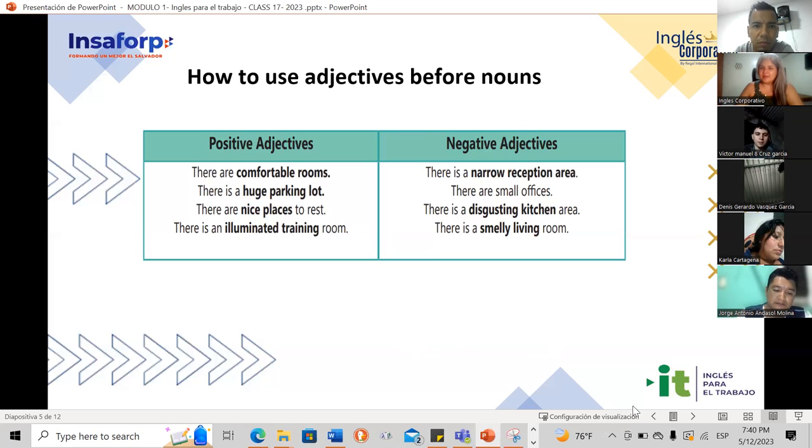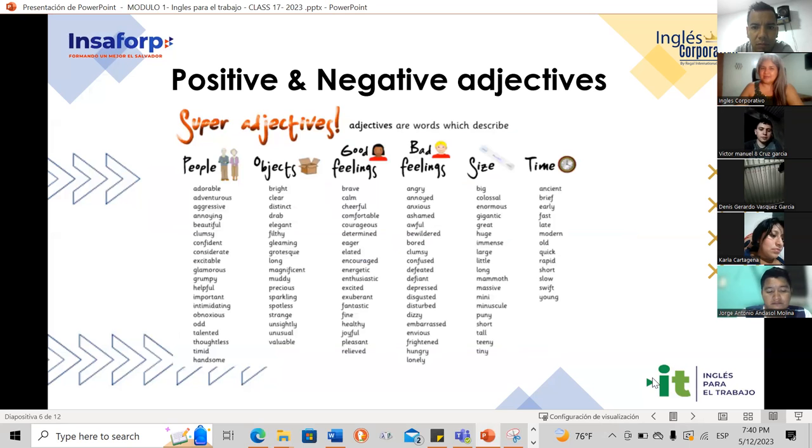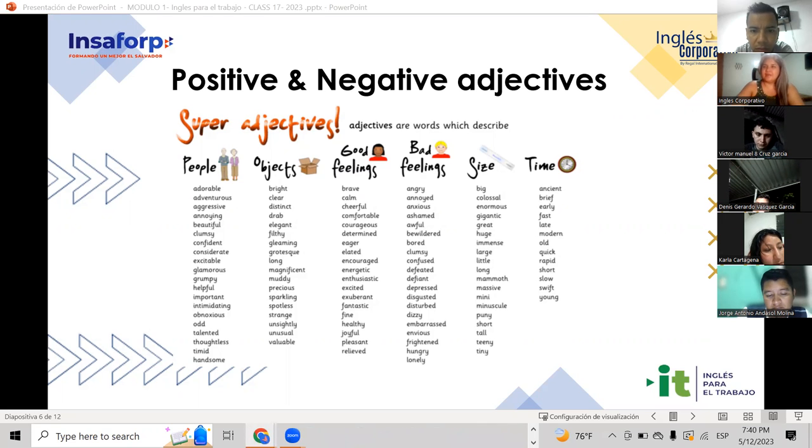Okay, very good. We're going to see more adjectives, okay? Okay, aquí les traigo varios que nos ayudan a describir, for example, people, objects, good feelings. Good feelings means lo que sentimos, okay? Bad feelings, size, el tamaño, okay? And time, tiempo. Okay, we're going to learn some of them. Maybe some of them, but you will learn new ones, okay? Tal vez conocen algunos, pero van a aprender otros. Okay.